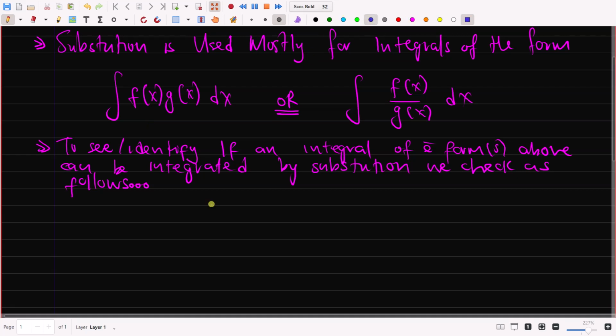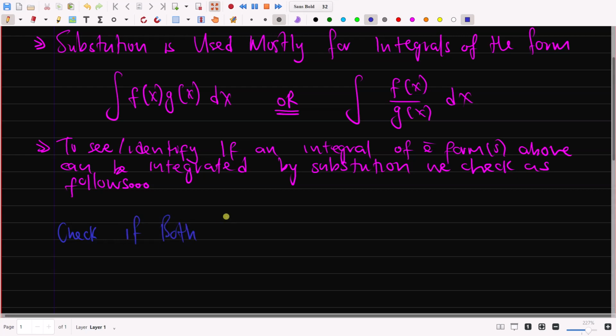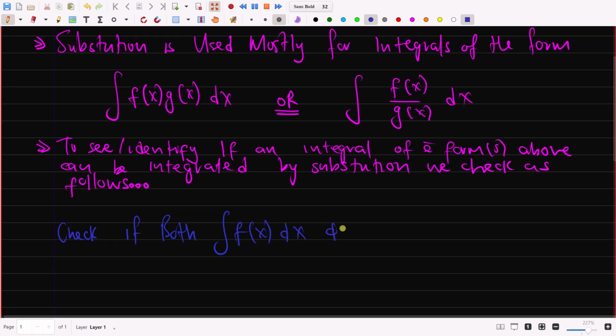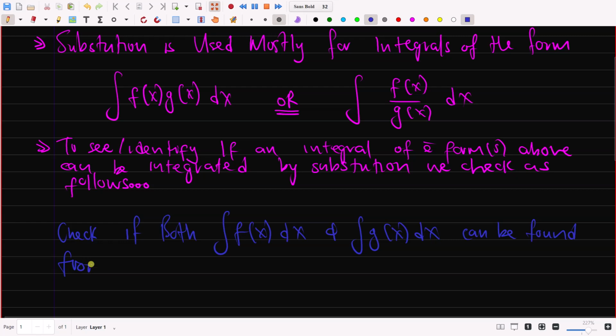But what is it that you must do? What you do most of the time is the check, and it goes as follows. You check if both the integral of f of x dx and the integral of g of x dx can be found from simple rules that have been discussed.